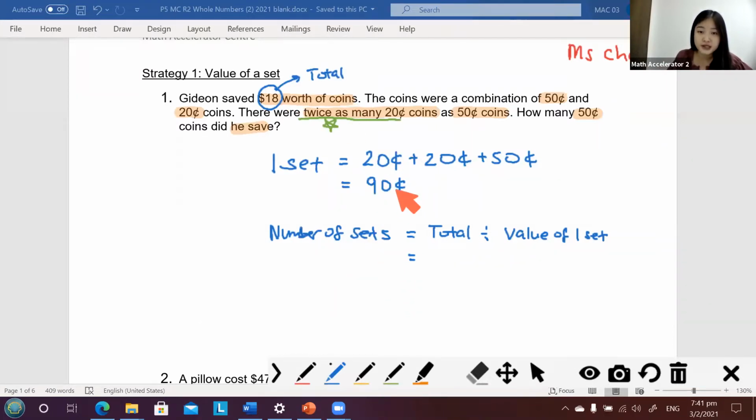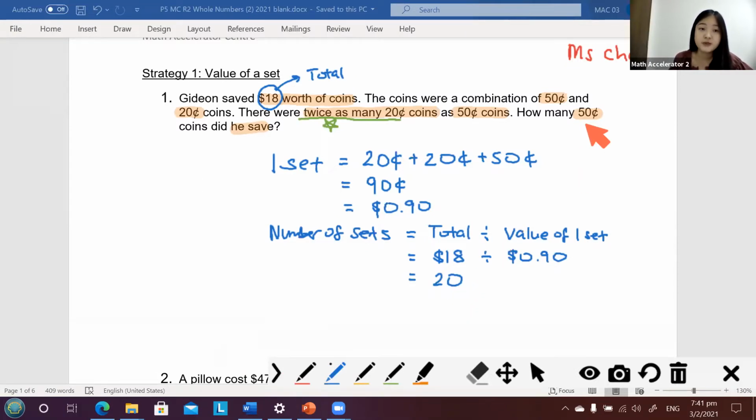But your value of the set is in cents. So you can either change the total to cents, or you can change this 90 cents to dollars. I'm going to change it to dollars, 0.90. So now take the total, $18, divided by the value of the set, 90 cents. Can you type in your calculator? What will you get? Okay, 20. So this 20 is the number of sets.